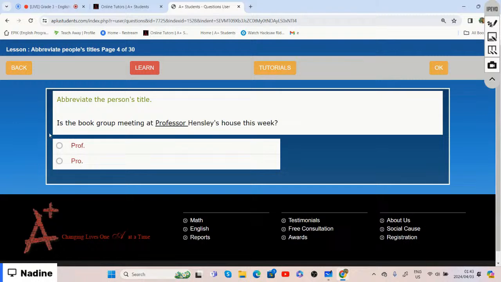Is the book group meeting at Professor Hensley's house this week? So professor, is it prof or pro? Professor, is it prof, which is the first one, or pro, which is the second one?